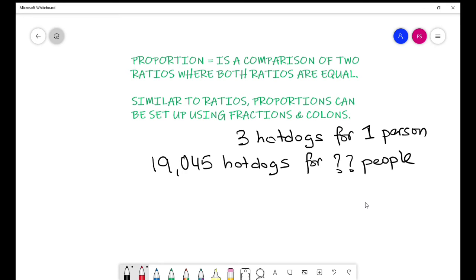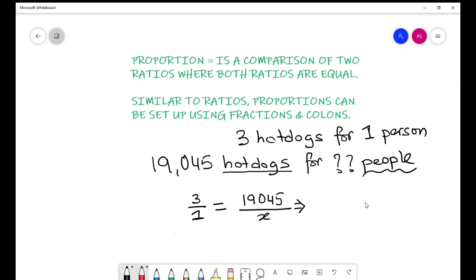Let's set up a proportion and make these ratios equal to each other in order to find out. The first ratio would be 3 over 1, and the second ratio is going to be 19,045 over our unknown, which is x. Now notice when setting up the proportion, both fractions have the same quantity in their numerator. In both of these fractions, the numerator is the number of hot dogs, and the denominator is the number of people. Now once we set up the proportion correctly, our next step is to cross multiply.